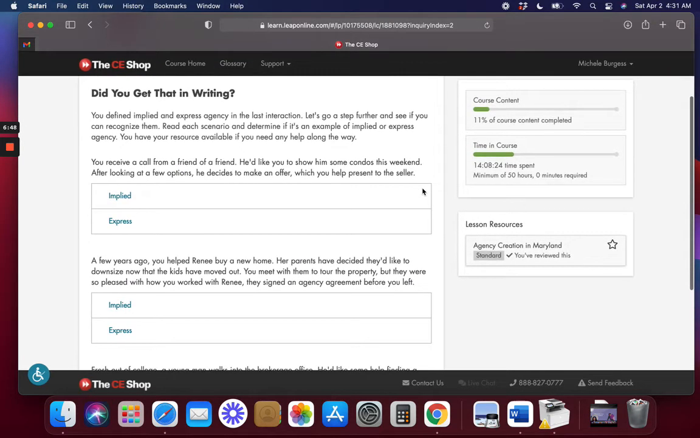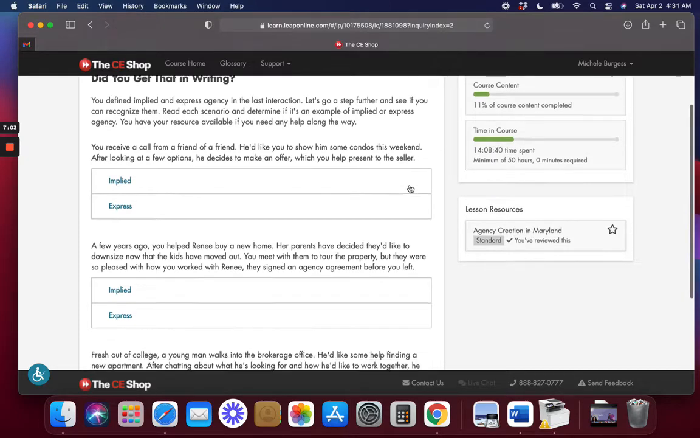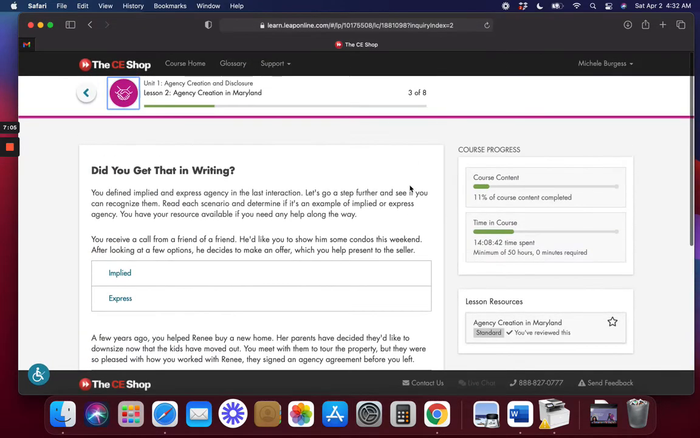All right, did you get that in writing? You defined implied and express agency in the last interaction. Let's go a step further and see if you can recognize them. Read each scenario and determine if it's an example of implied or express. We have our little resource over here if we need it. We have about 3 questions.